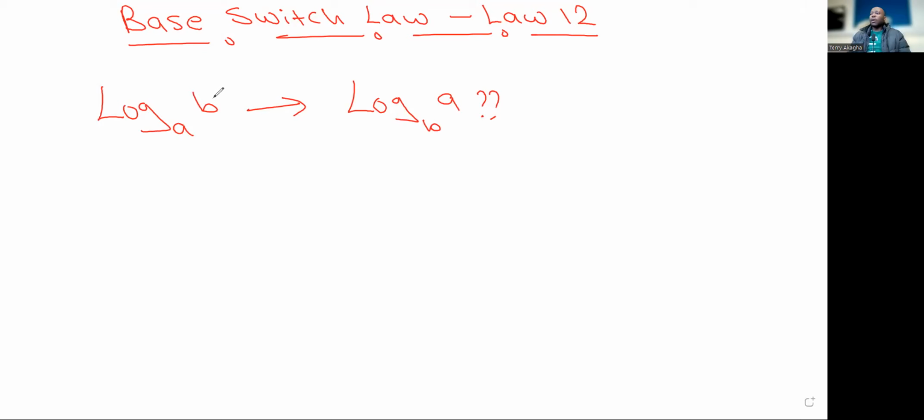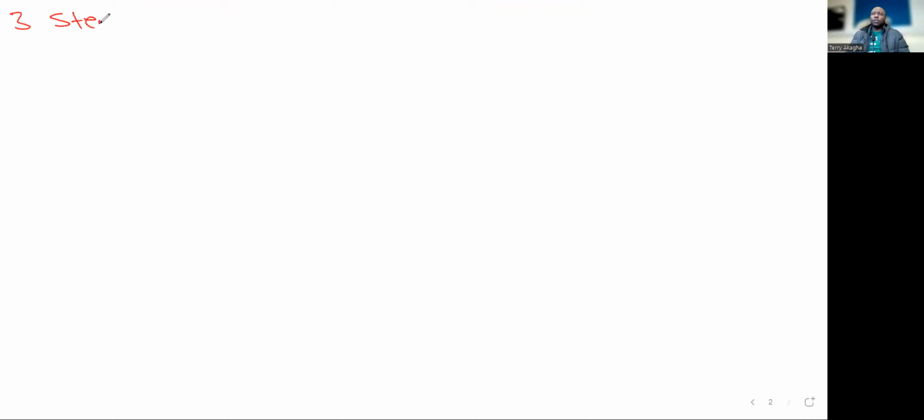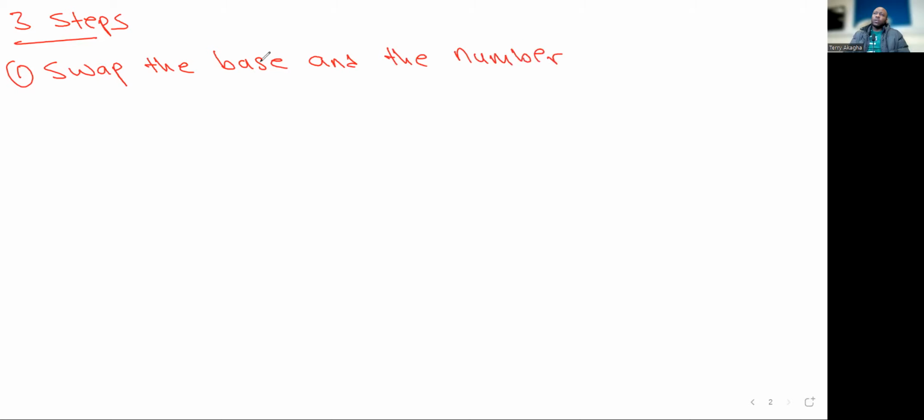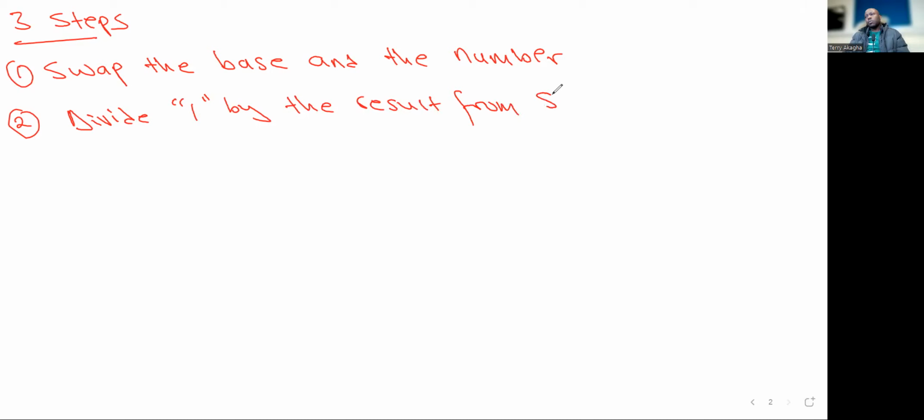All right. So, but I'm going to explain this to you quickly. There are 3 steps, or 3 rules, for you to solve this. Number 1, you have to swap the base and the number. Number 2, after swapping it, you have to divide. So basically the reciprocal. You have to divide 1 by the result from step 1. And number 3, you then what?